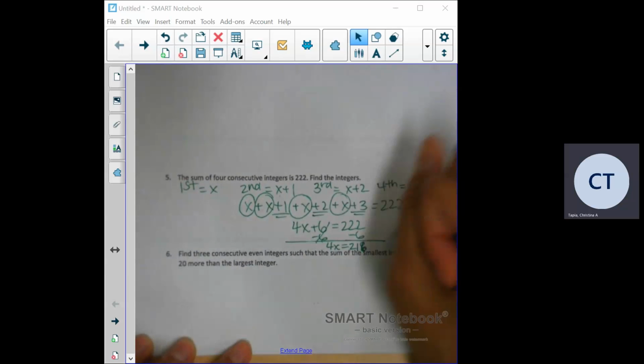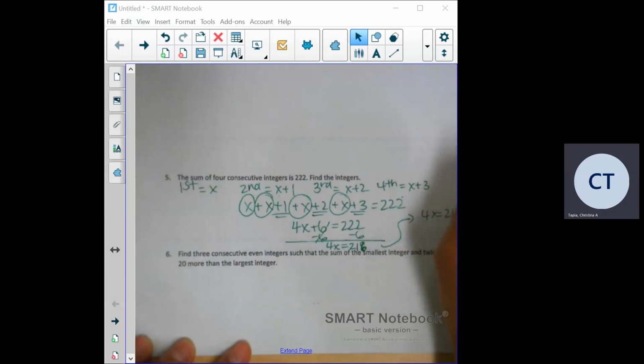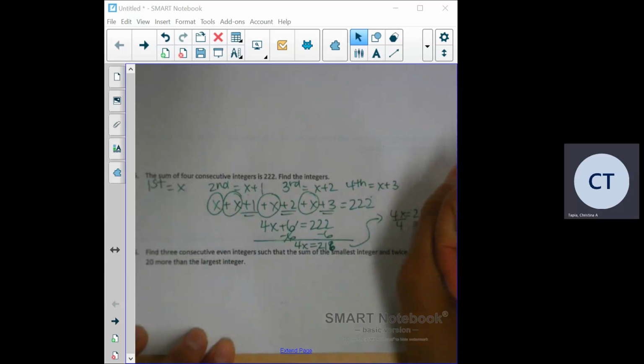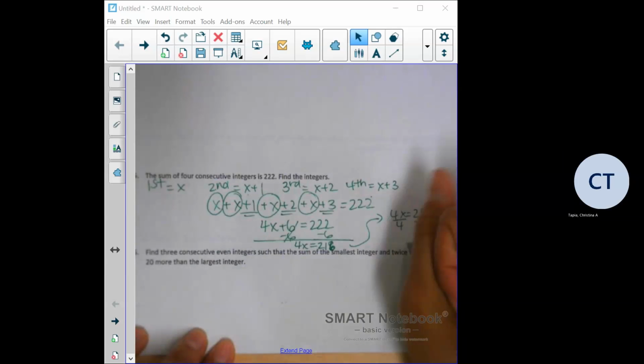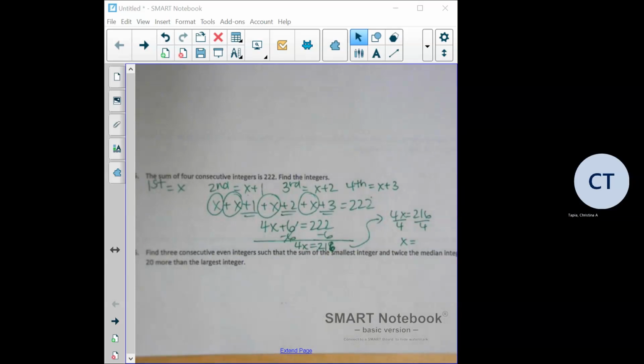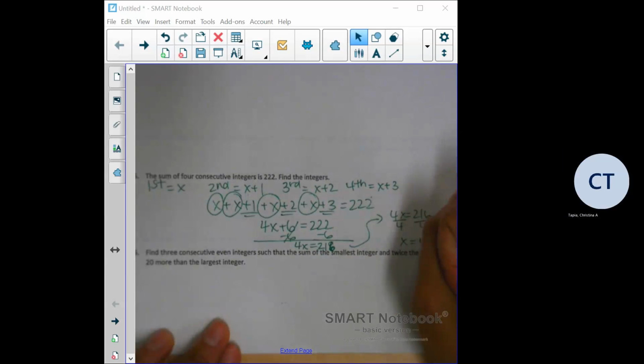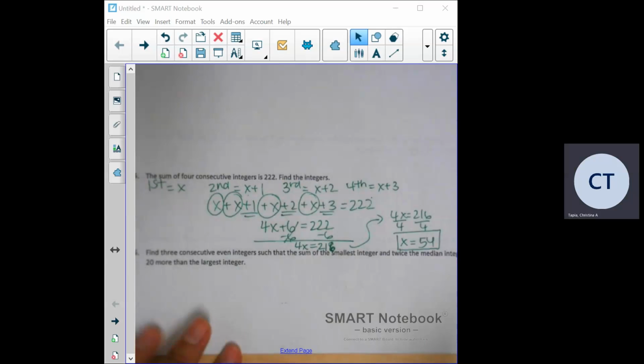And then from here, when I have 4x equals 216, I need to get x completely alone. So in order to do that, I'm going to divide both sides by 4. Go ahead and divide that out. Don't yell it out, just write it down. You divide 216 by 4, what are you going to get? 54. X equals 54. Am I done?